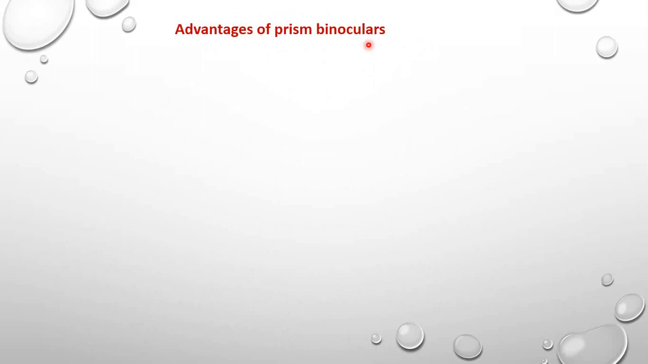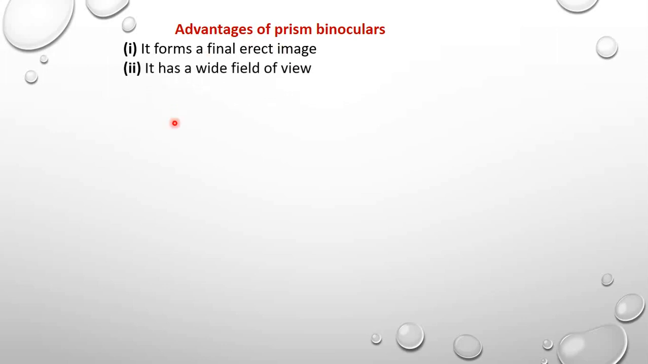Let's look at the advantages of prism binoculars. One, it forms a final erect image. Also, it has a wide field of view. And lastly, it has a compact size, as we have seen in the diagram, so it can easily be moved from one place to another. It's portable.